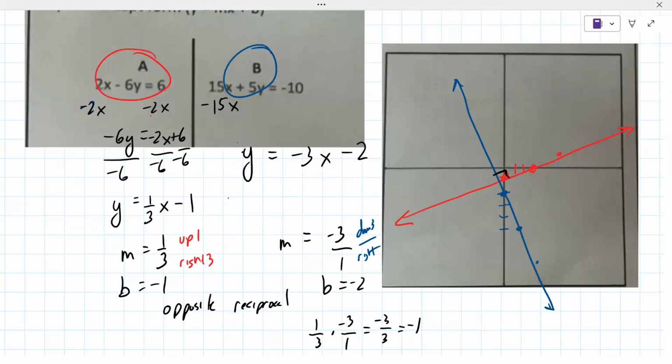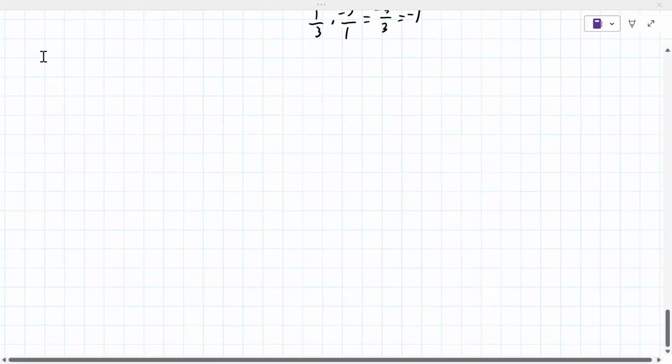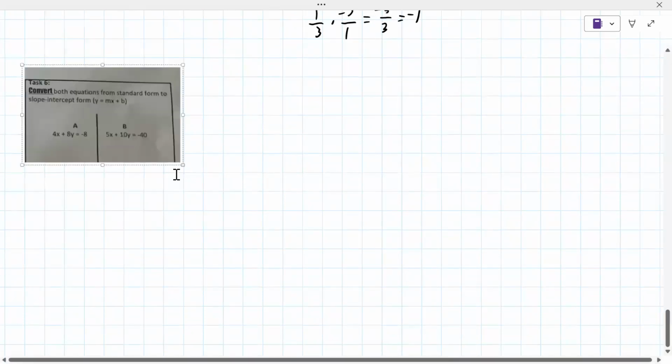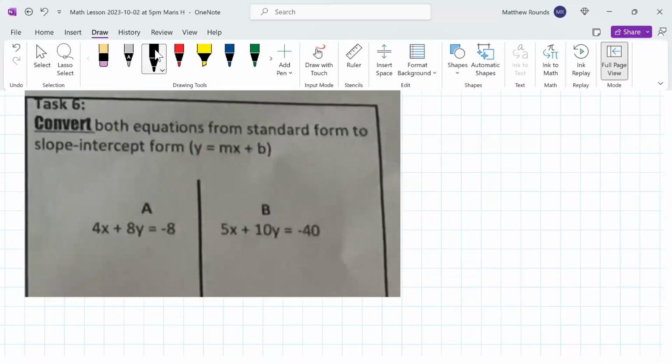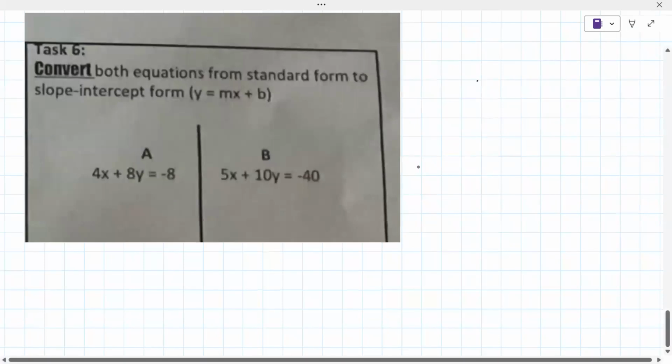Okay, let's do one more of these, then we'll switch back to those slope problems. Let's do task 6 here. Okay. Which one do you want to solve? Do you want to solve A or do you want to solve B? I'll go for A. All right. I'll work on B.